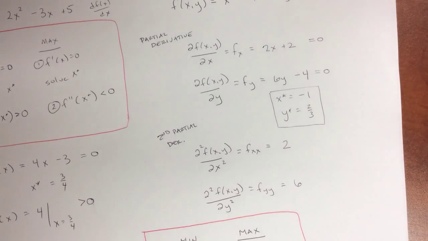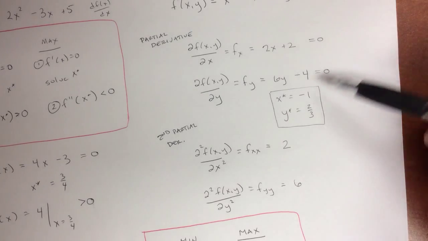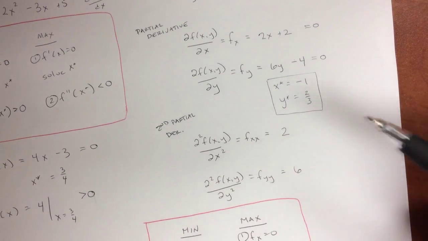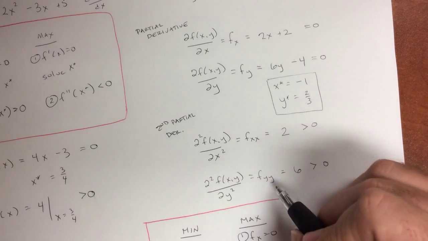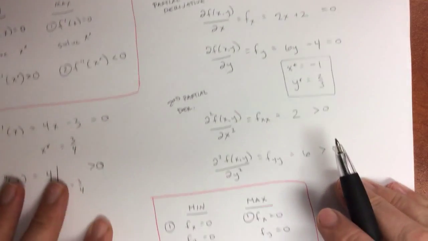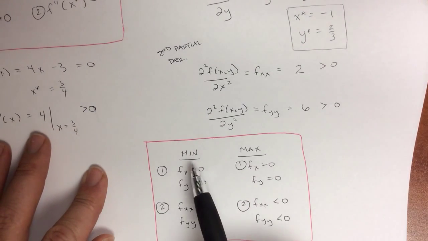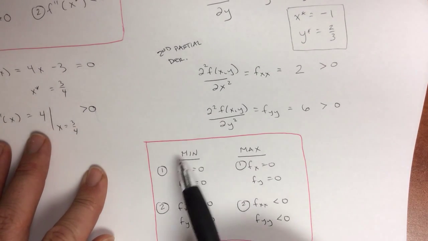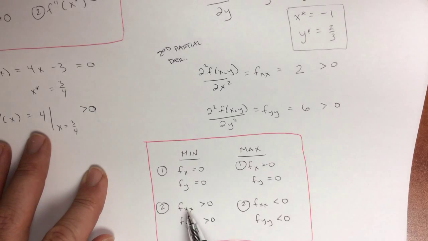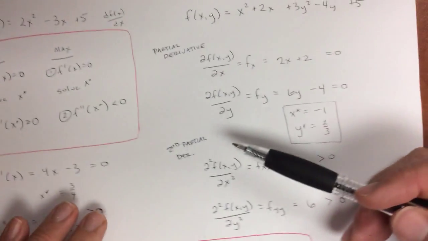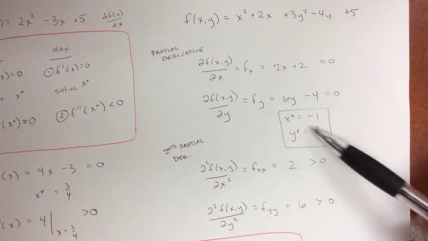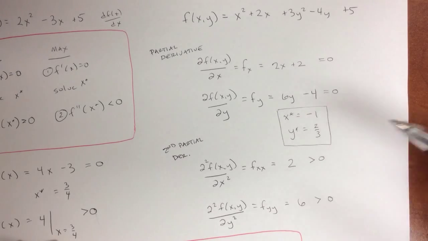Now we need to know, is this a maximum or a minimum? So let's look at our second derivative. Well, our second derivative is greater than 0 for both f sub xx and f sub yy. And so therefore, we look at our equation here, and the minimum shows that we've satisfied this. f sub x equals 0, f sub y equals 0, f xx is greater than 0, f yy is greater than 0. So therefore, to optimize this equation, x star is -1, y star is 2/3, and we found a minimum of that function.